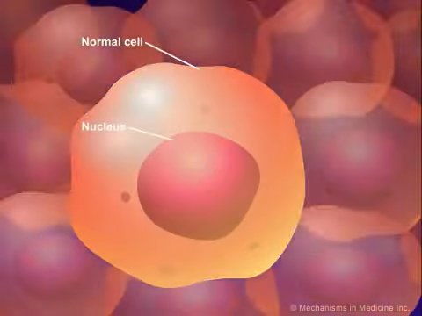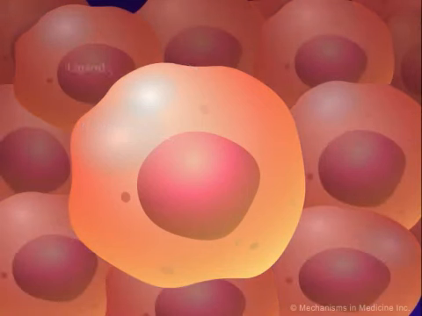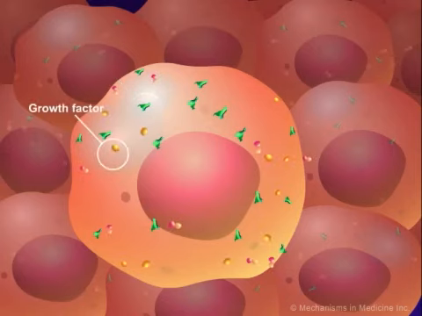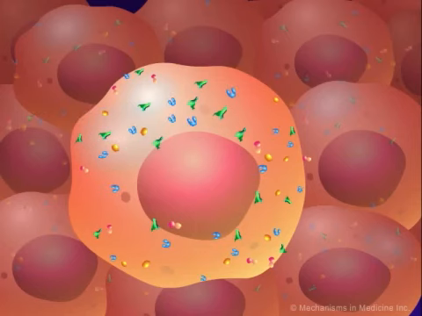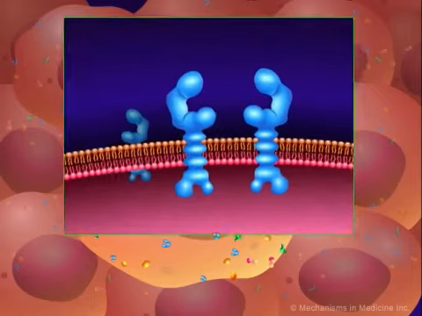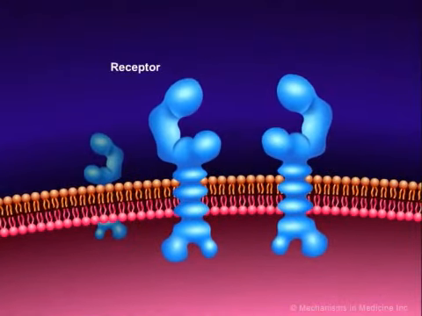Normal cells require signals, usually delivered by ligands, to stimulate their growth and to tell them when to stop growing. These signals, or ligands, can be in the form of growth factors and inhibitors, extracellular matrix components, or cell adhesion molecules. These signals are transmitted into the cell through proteins found on the surface of cells called receptors. Each ligand binds to its own specific receptor.